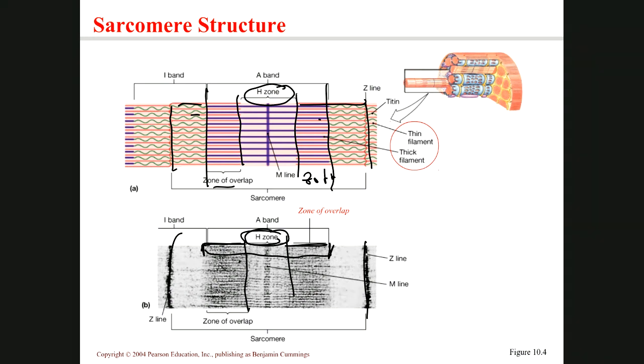The I band looks at the thin filament only. So the I band begins at the beginning of the thin filament and ends at the end of a thin filament. So the I band encompasses two sarcomeres.